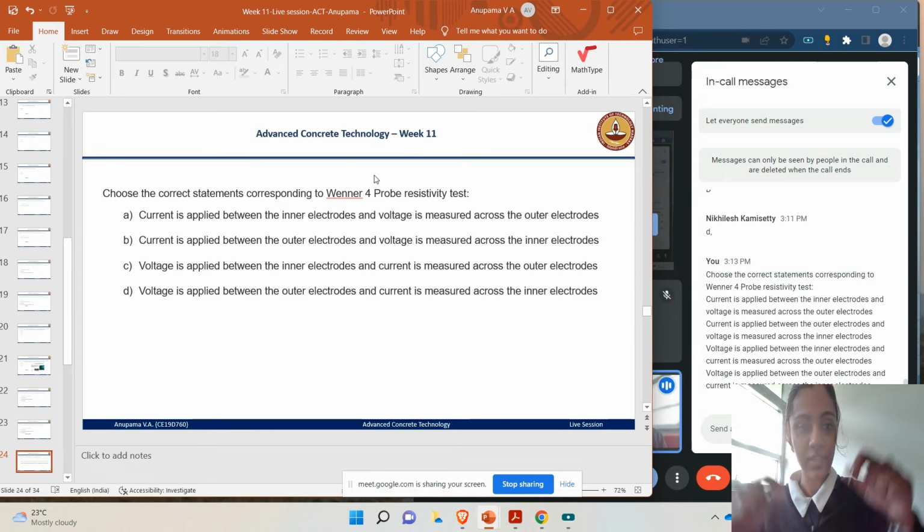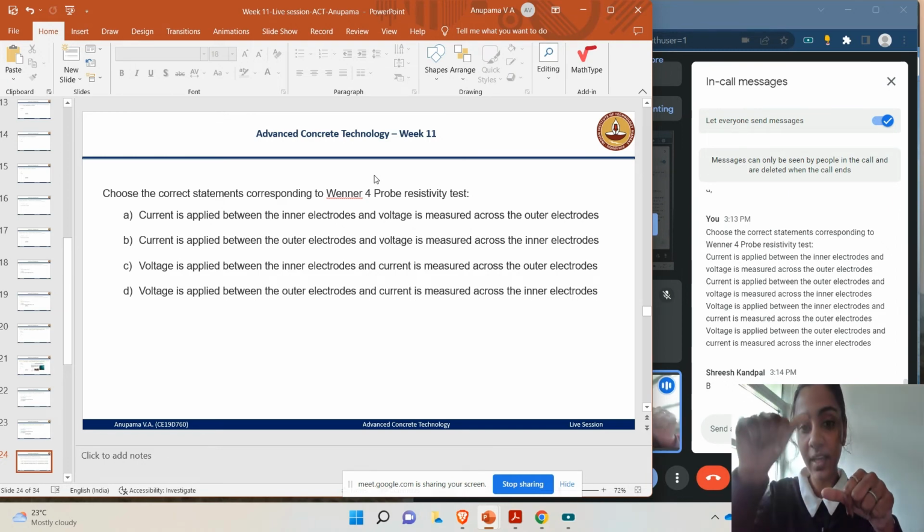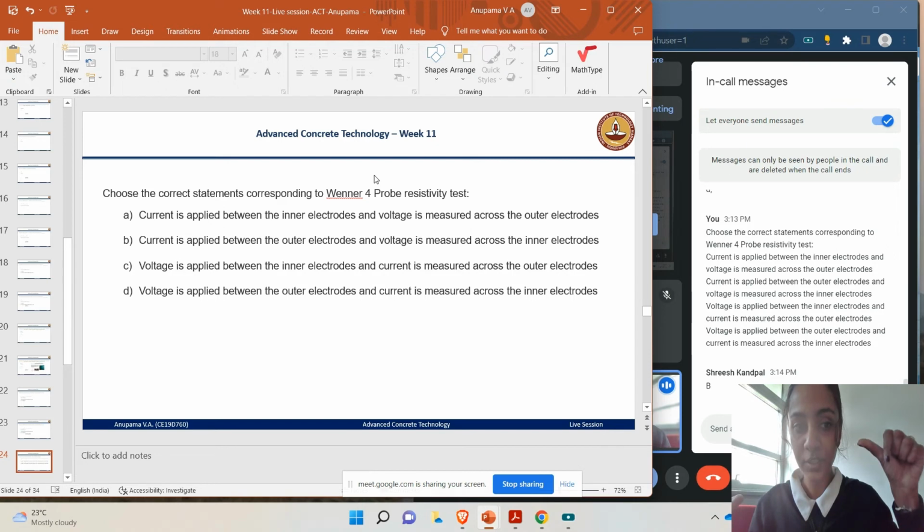So, in option A, current is applied between the inner electrodes and voltage is measured across outer electrodes. Option B, current is applied between the outer electrodes, voltage is measured between the inner electrodes. Now, C, voltage is applied between the inner electrodes and the current is measured across outer electrodes. Option D, voltage is applied between the outer electrodes and the current is measured across the inner electrodes. So it basically focuses on where what is provided and where what is measured.